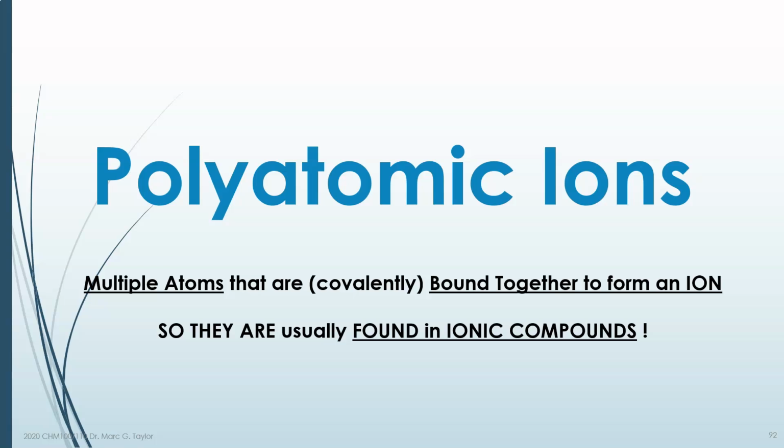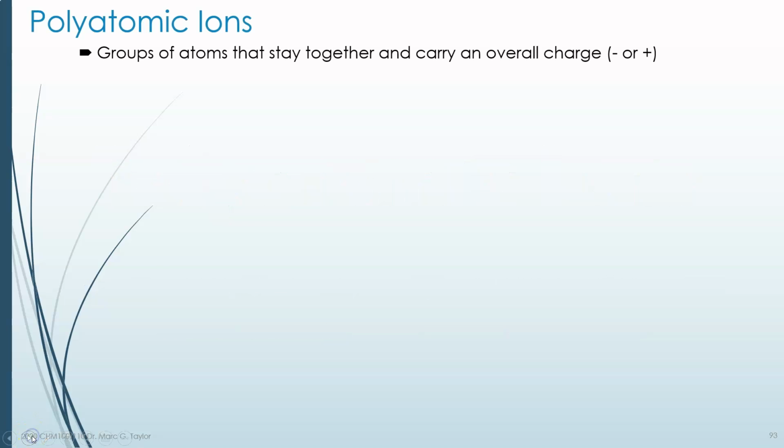And because they form an ion, these are typically found in ionic compounds. So even though the atoms within polyatomic ions are covalently bound, please do not let that confuse you. If you see polyatomic ions, chances are it's an ionic compound, and you will use the rules for ionic compounds. So let's take a look.